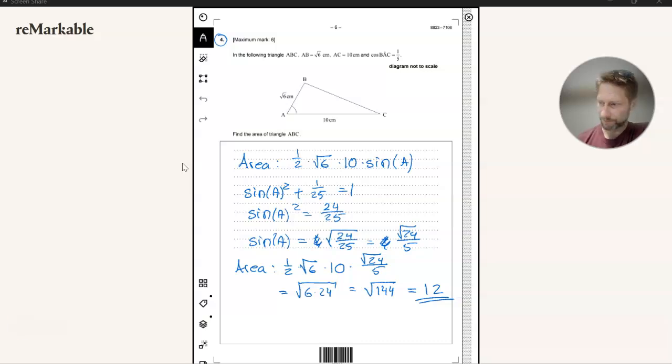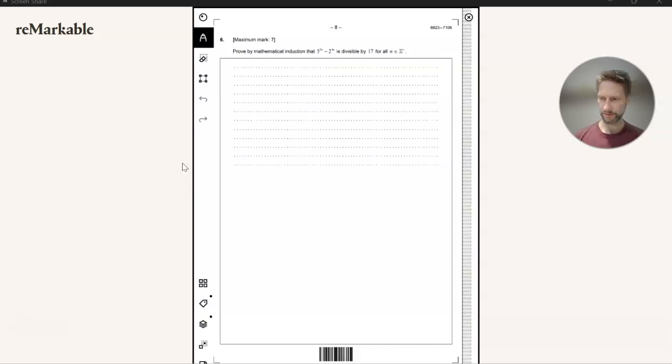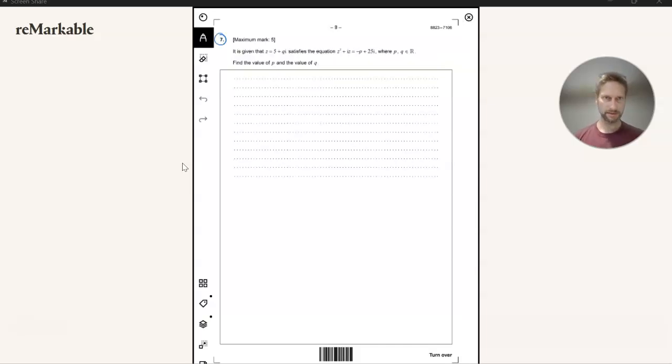So moving on, we're skipping question 5 and 6 for now and attacking question 7, which is about complex numbers. We're given that this number z is equal to 5 plus qi and satisfies an equation that is z squared plus iz is equal to minus p plus 25i, where p and q are unknown real numbers. We have to find the value of p and q.